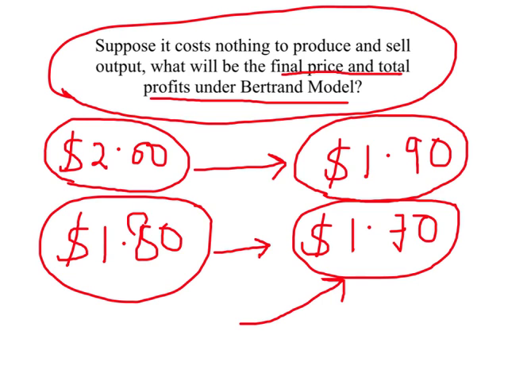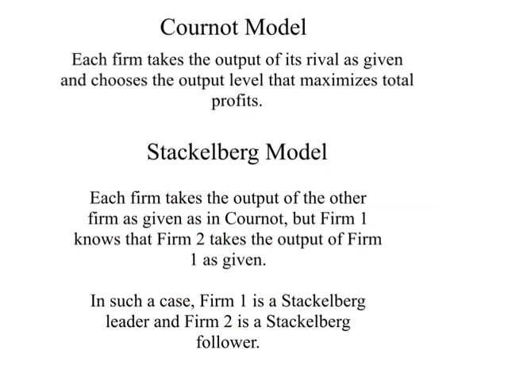And this process will go on, and eventually, because of this kind of competitive price war, the final price will collapse to the cost of producing and selling it, which is zero. And how much profits will we make? If we charge nothing, we'll make zero profits. So this will be the final outcome under the Bertrand model, and that is the final price and total profits will exactly equal zero. Let us examine another extension of Cournot's model.